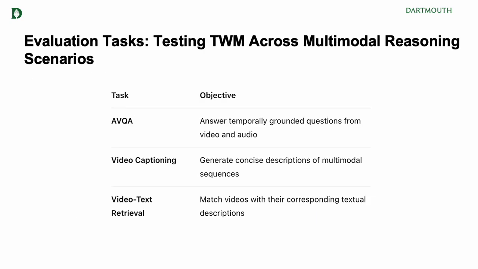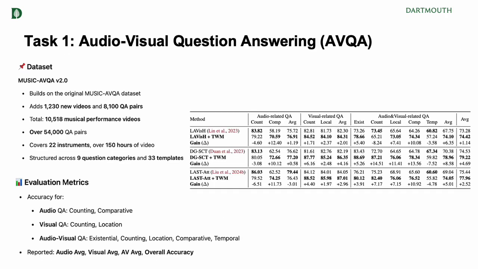We evaluate our proposed temporal working memory across three representative tasks: audio-visual question answering, video captioning, and video text retrieval, on 9 state-of-the-art multimodal foundation models. We test our proposed temporal working memory on MUSIC-AVQA version 2 for audio-visual question answering. Across all baselines, integrating temporal working memory consistently improves performance. This shows that temporal working memory helps multimodal foundation models focus on relevant segments, which is important for fine-grained multimodal reasoning.